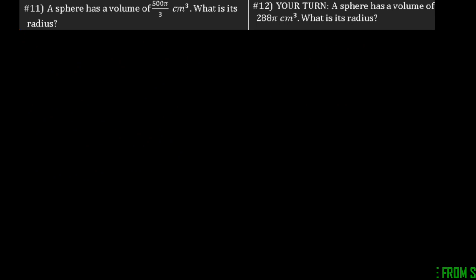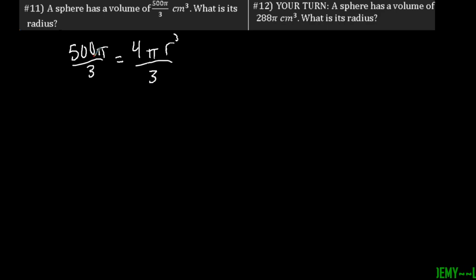Then on the back, it now gives you the volume, and it's saying, okay, the volume of the sphere is 500 pi over 3 centimeters cubed. What is the radius? So you're going to plug that into your formula. So I have 500 times pi over 3 equals 4 times pi times our radius, which we don't know, to the third power, all over 3.